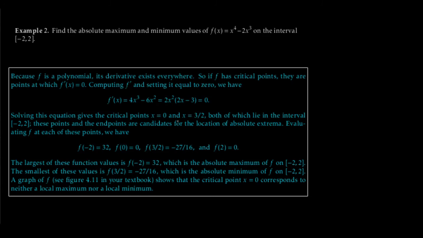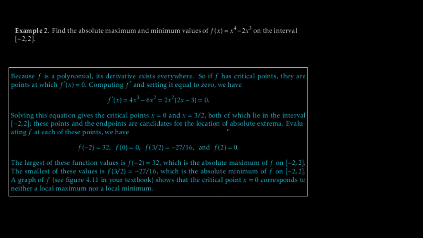Okay, this gives us two critical points. Both of these lie in the interval from minus 2 to 2. Be careful, this is an important step to check. If you find critical points that aren't in the interval you're looking at, you're just wasting your time if you evaluate them. So these are candidates for the location of absolute extrema, i.e. absolute maximums or absolute minimums.